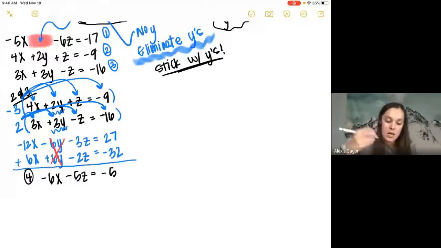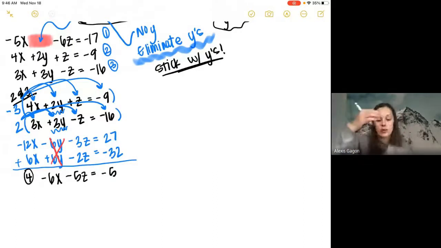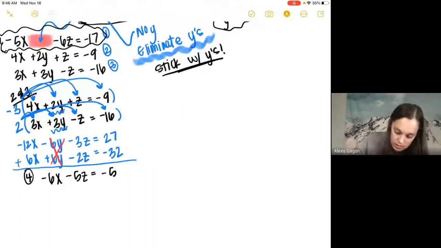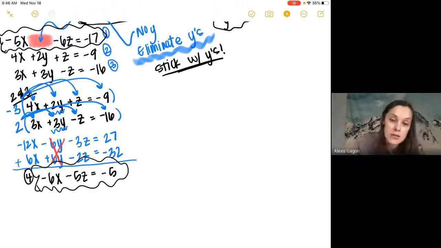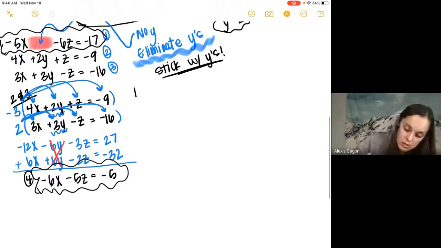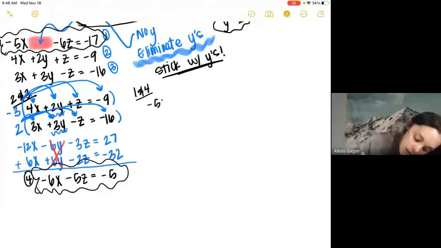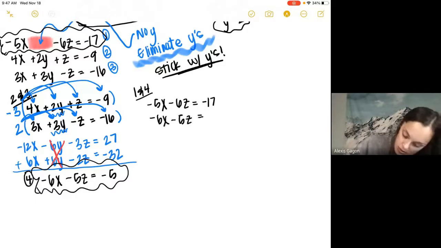Okay. Now we normally would go work with the other equation up here, but since this was already eliminated for our y, we already have 2 equations that just have x and z as their variables. So that means I'm just going to put those 2 equations together. So I'm going to do equation 1 with equation number 4. So this is going to be negative 5x minus 6z equals negative 17. And this will be negative 6x minus 5z equals negative 5.